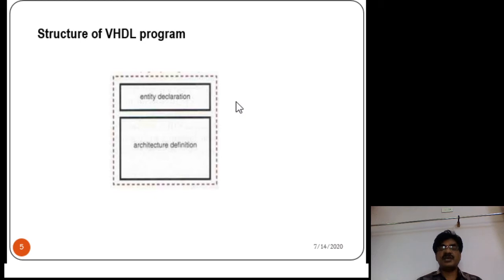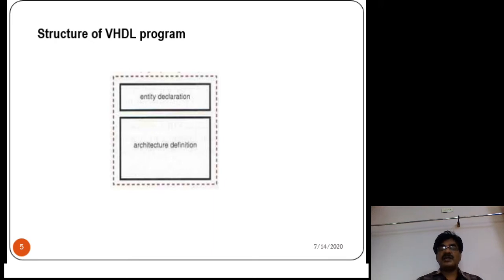Entity declaration declares all the inputs and outputs of a digital system. Whereas in the architecture body, the internal operation of the digital system is represented. So these two are a must in any VHDL program.